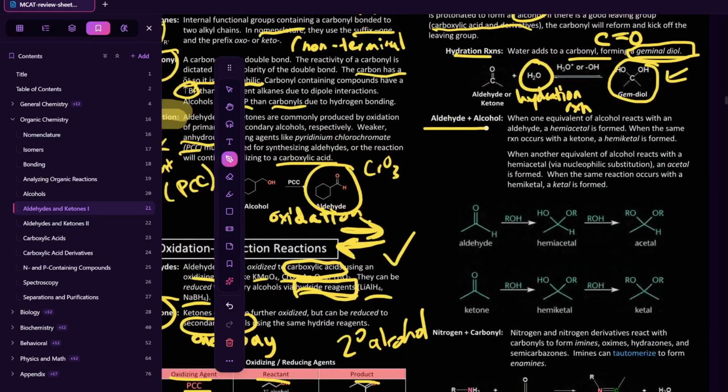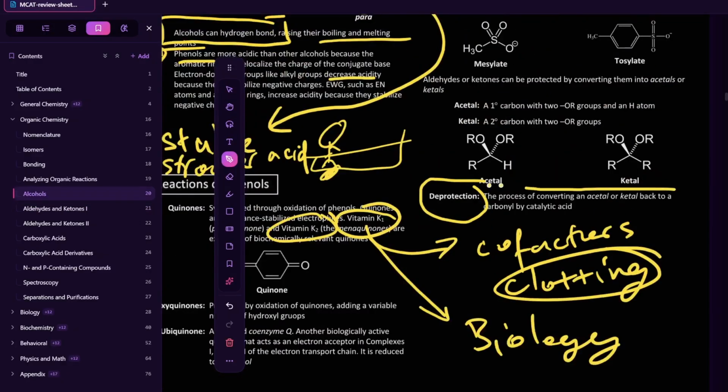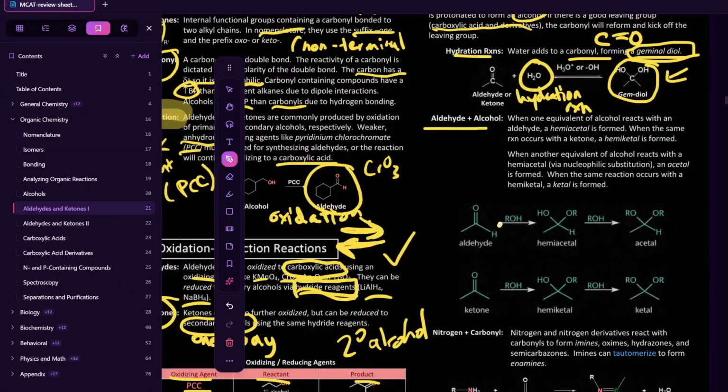So now, aldehyde plus alcohol, where you get into hemiacetals, acetals, hemiketals, and ketals. This is the reverse of the deprotection reaction from last time. So we had a deprotection reaction here, the process of converting an acetal and ketal back to a carbonyl with catalytic acid. You can think of it as the opposite. So you can basically react one equivalent of alcohol with an aldehyde.